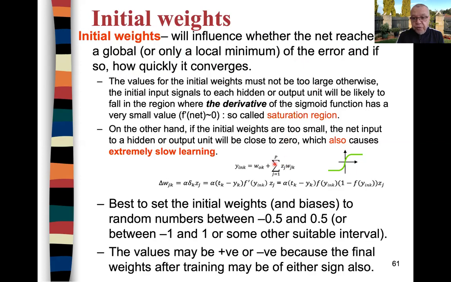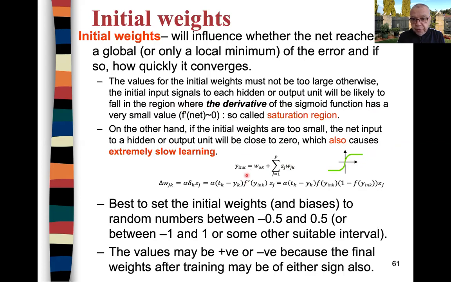If these weights are too large, just like in this formula here, the initial input signals to each hidden or output unit will likely fall in the saturation region. So if this is very large, you may fall in the region where the derivative of the sigmoid function has a very small value. You may be here, and then the derivative of this function, f prime net, would be almost zero, would be very small.